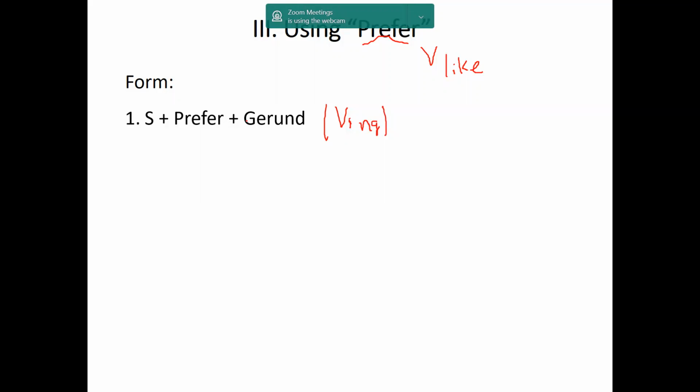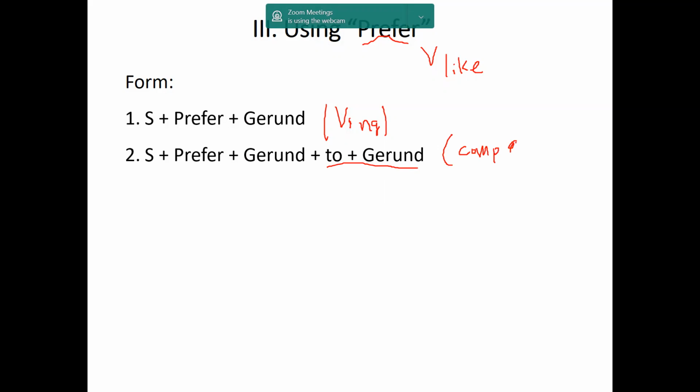And then form number 2, we can use subject plus prefer plus gerund, to, and then another gerund. To gerund, that means you compare. You compare from this gerund to this gerund. Okay? So let's see an example together.